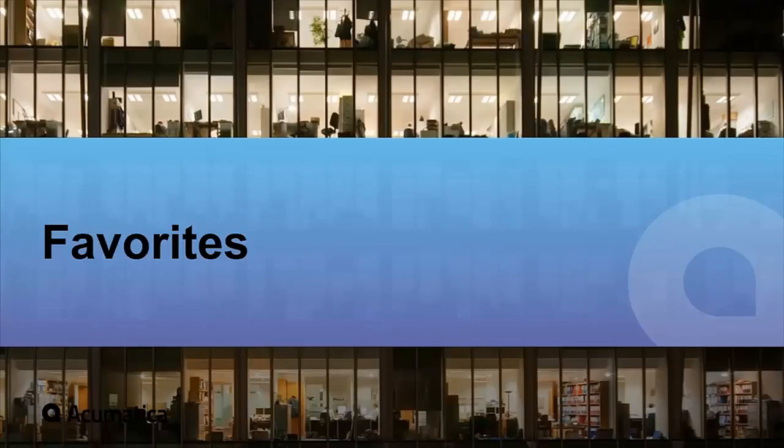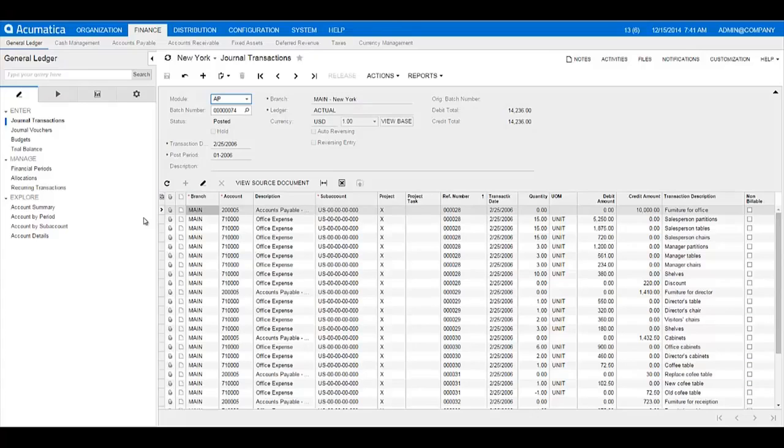Favorites. When you are on a particular form, you can add that form as a favorite by clicking Add to Favorites. The star is now yellow to demonstrate that this form is part of your favorites. You can access all of your favorites by clicking Favorites on the far left of the main menu bar.